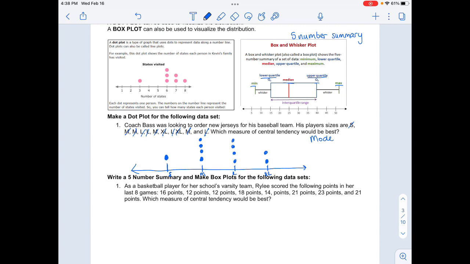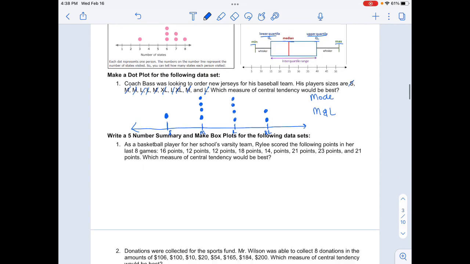Now, because this is a non-numerical data set, I'm going to use my mode, and then I'm just going to ask myself, what is my mode here? And because 2 different shirt sizes show up 4 times, I'm going to say that the mode is medium and large. So there's actually 2 modes. Okay? So that's just a simple dot plot.